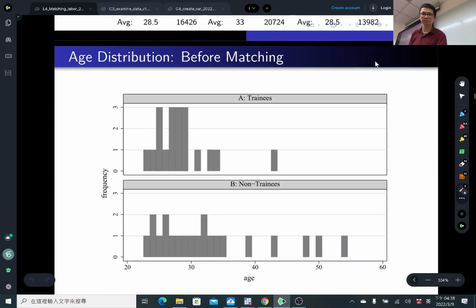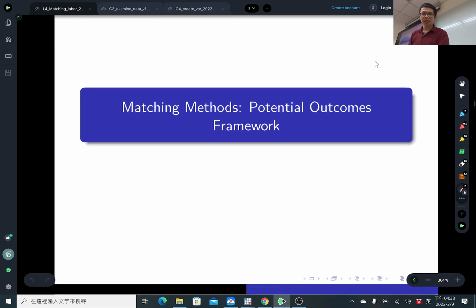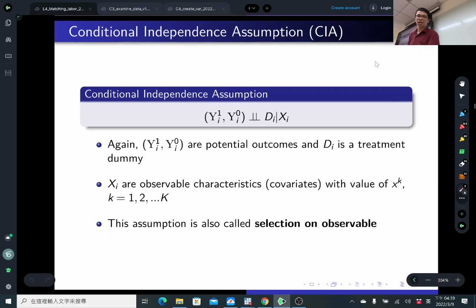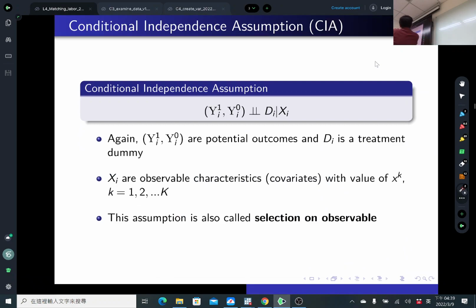Okay, good. So I use again the potential outcome framework to let you know what kind of causal effects we can identify using the matching methods. And here I would like to let you know the key assumption for the matching method.